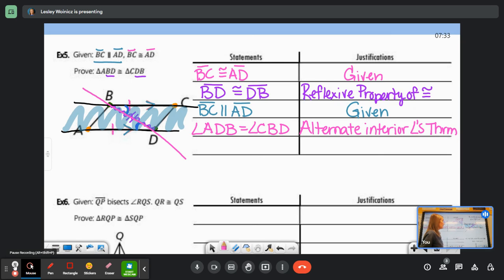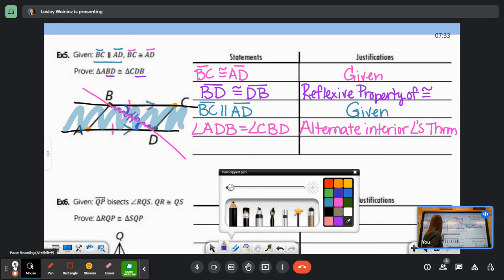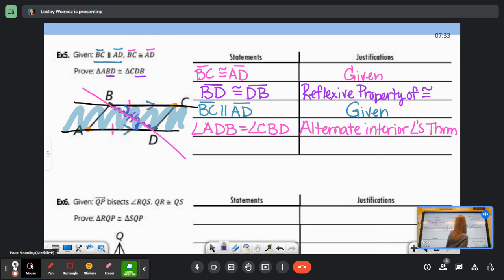Okay, so I've got my two sides and my included angle. I'm ready to say these two triangles are congruent. ABD is congruent to triangle CDB. Good grief. By side, angle, side.